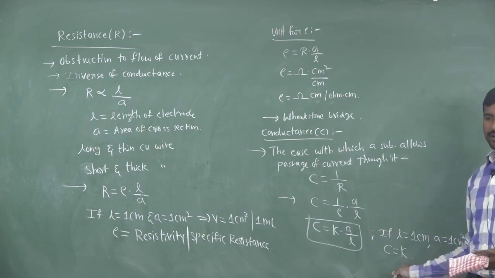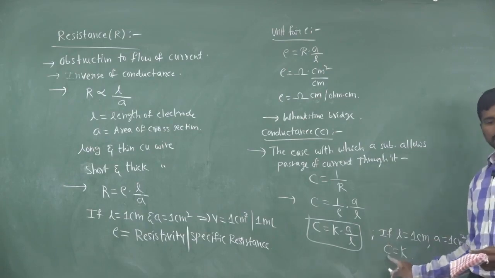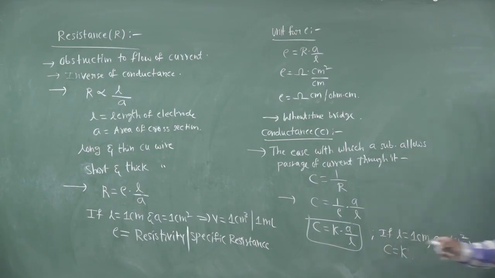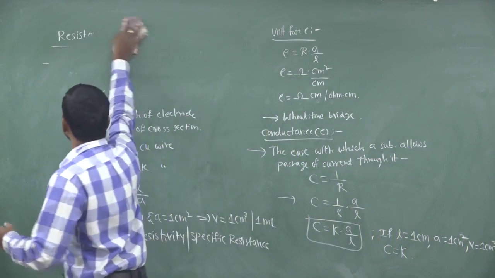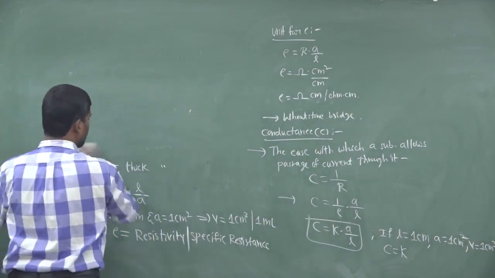K is the conductance shown by 1 centimeter cube conductor or 1 ml electrolyte solution.